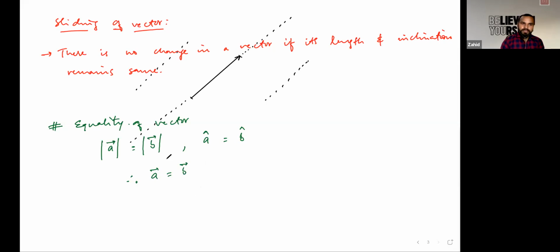Yes, sir. So for equality of any two vectors, there must be equal magnitude and their unit vector must be equal. So this is unit vector which defines direction, and this is magnitude of vector which defines length of this particular arrow.